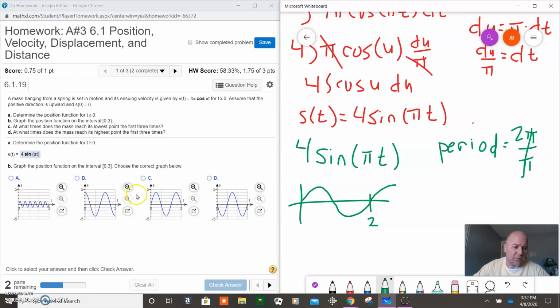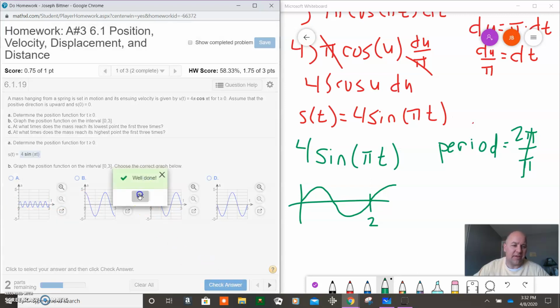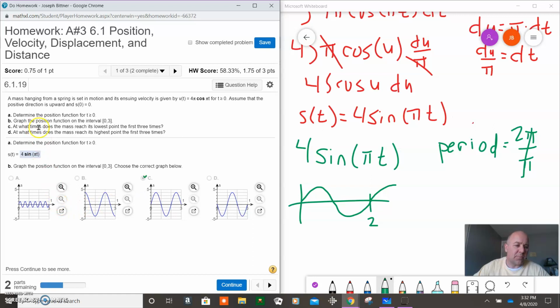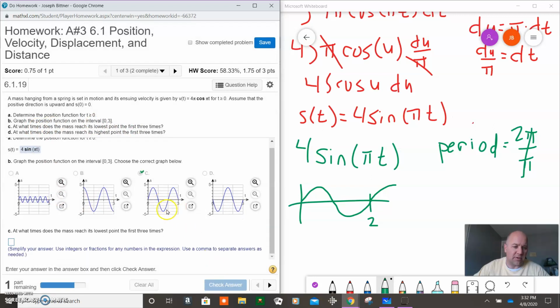This one only has an amplitude of 1. This one has an amplitude of 4. Easy to kind of figure out the answer there. And the last couple questions here, what's the first 3 lowest points in the graph?